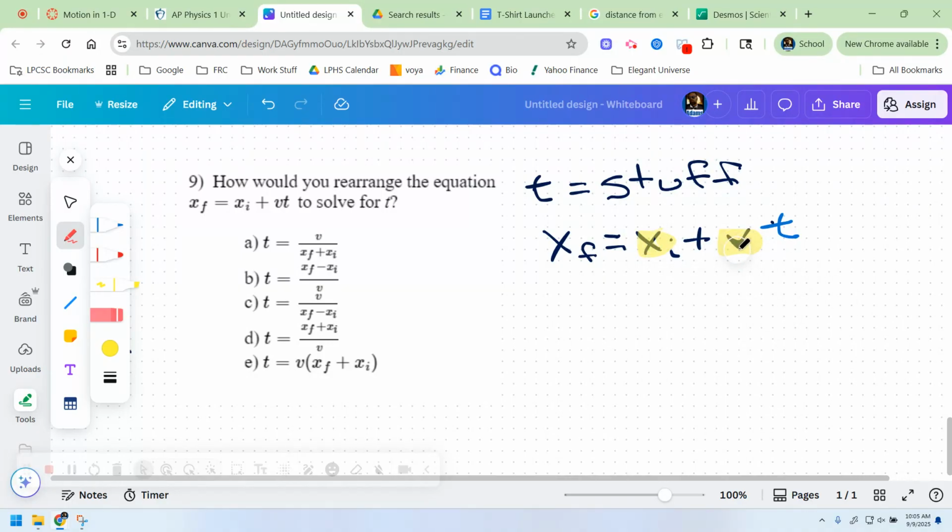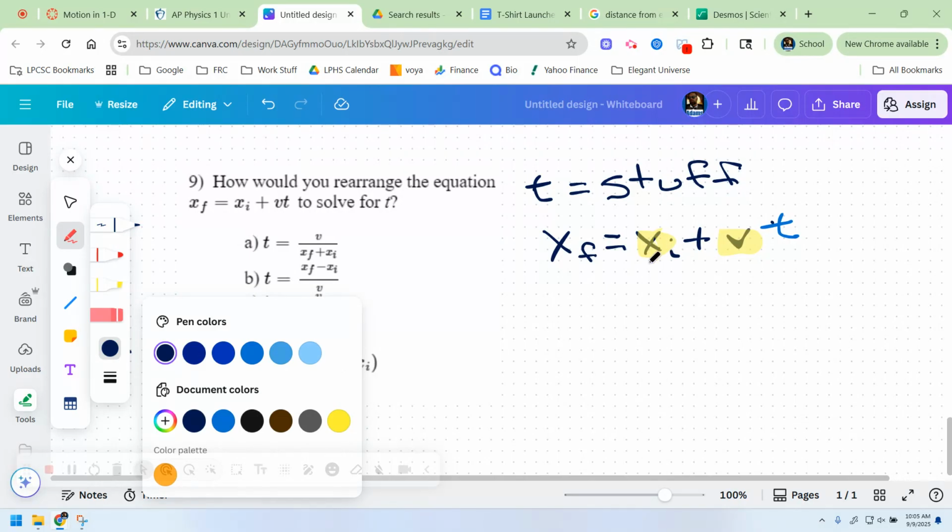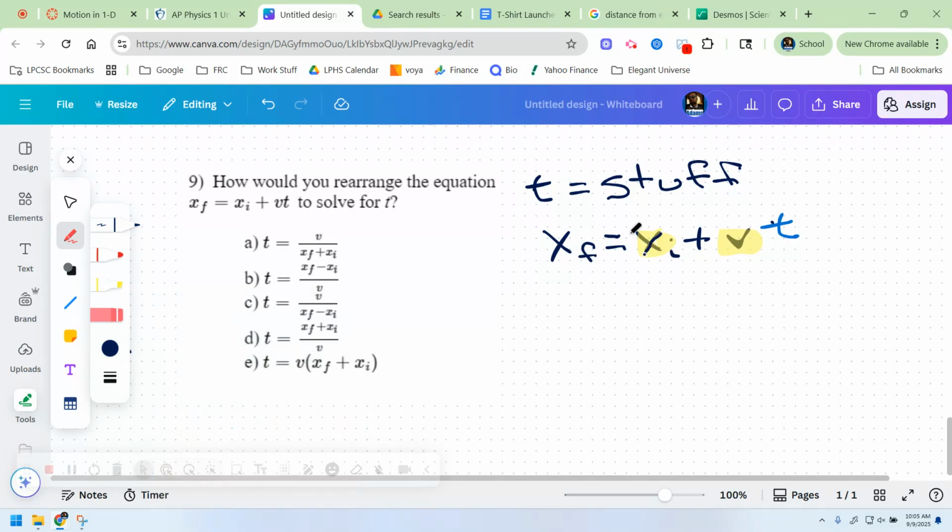Well, anytime you're multiplying something by a variable, that's almost always the last step. So what I'm going to do is move away this x sub I. This is what I'm moving. And technically, we're adding that x sub I to the v t, so I would subtract x sub I. And whatever I do on one side of the equal sign, I have to do to the other, right? And so x sub I minus x sub I is just 0, and that just leaves me with a positive v times t on this side.